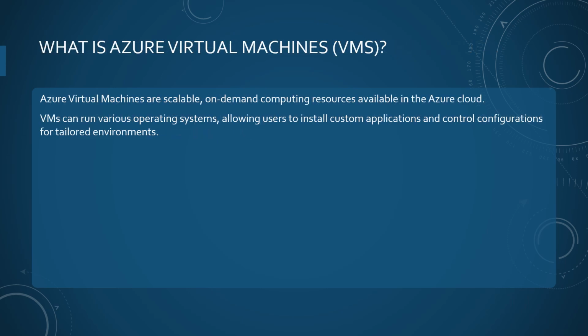Next question: what is an Azure Virtual Machine? In short form we can also say VMs. Azure Virtual Machines are scalable and on-demand computing services available in the Azure cloud. VMs can run various operating systems. It allows users to install custom applications and control the configuration for a tailored environment.